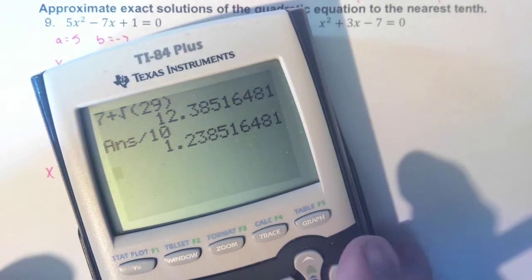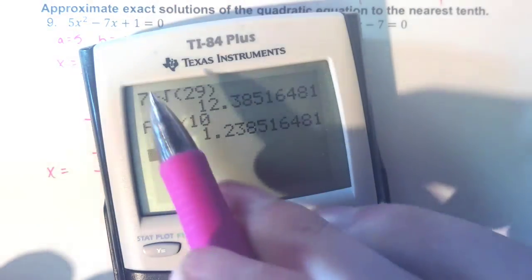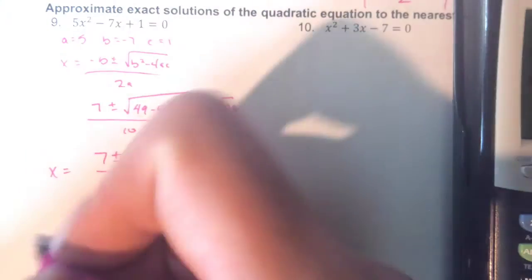I'll show you how to do that on the minus one. So if you don't use parentheses, you got to do it in 2 steps, so that would be 1.2.